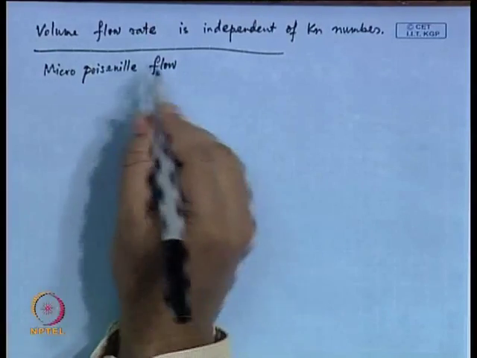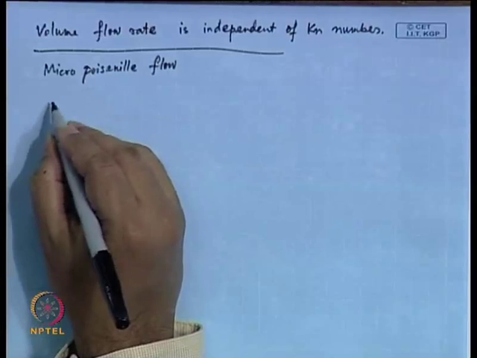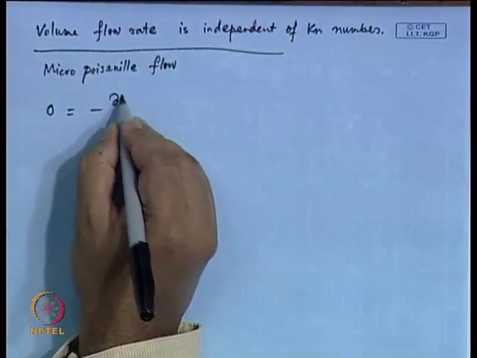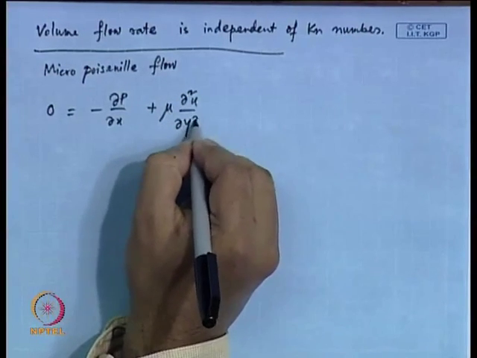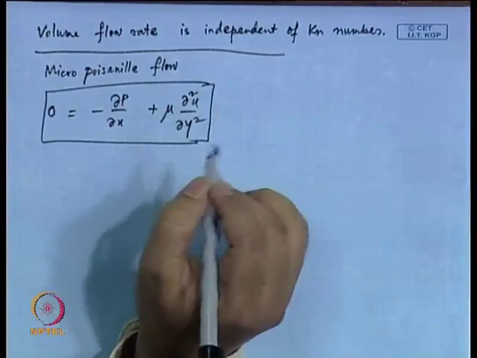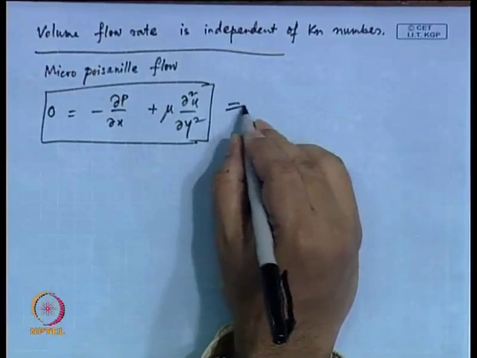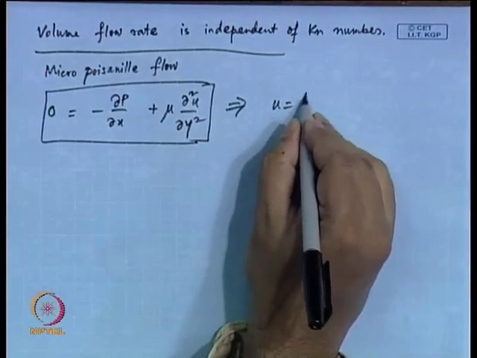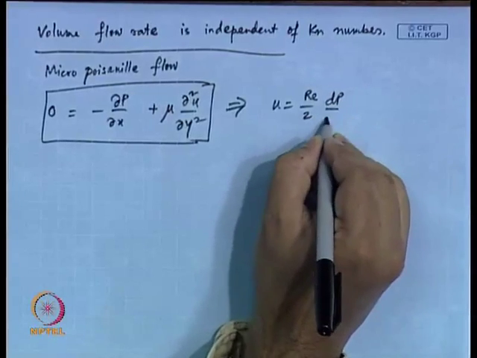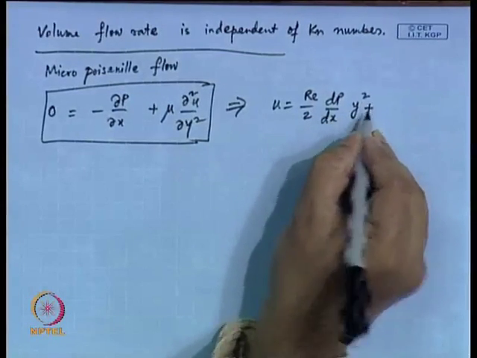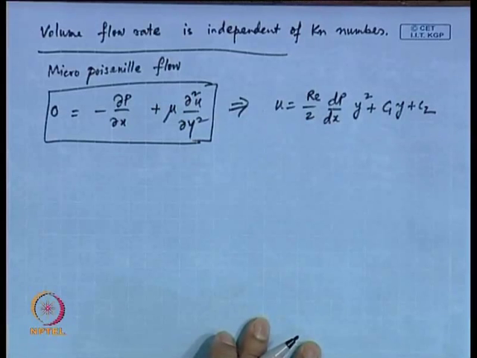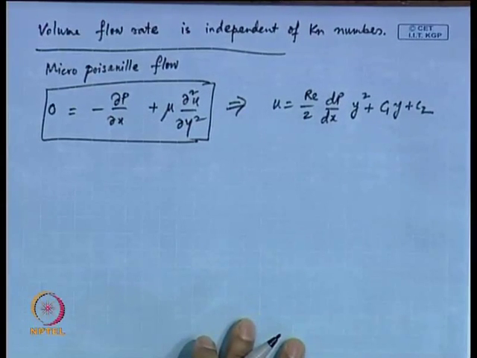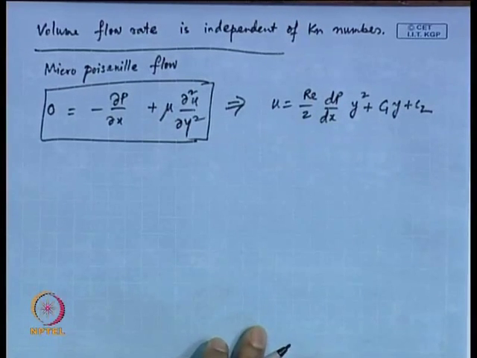Now the Navier-Stokes equation in this case will be simplified to this form. And so the solution here is Reynolds number divided by 2 dP/dx, that is the pressure gradient, y square plus c1 y plus c2. This is the form of velocity.